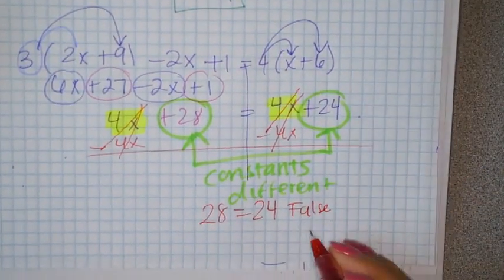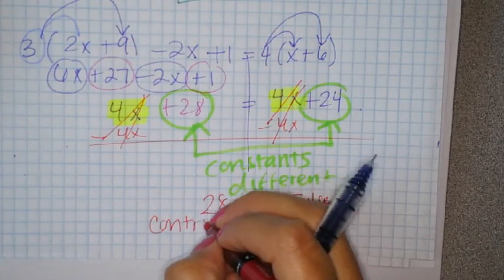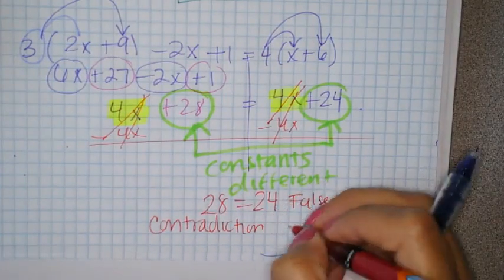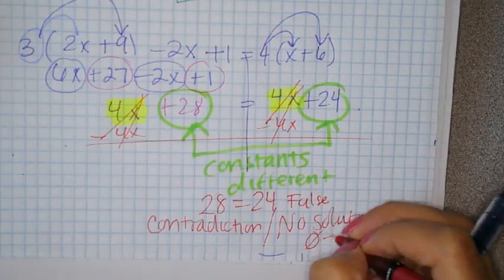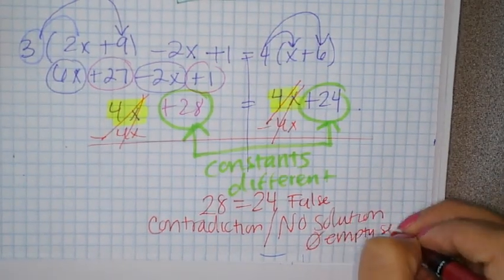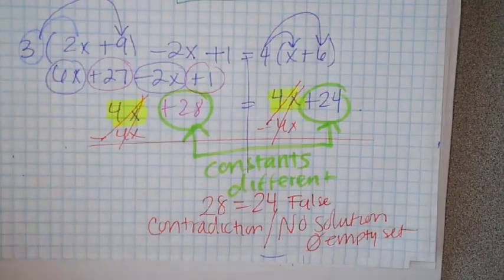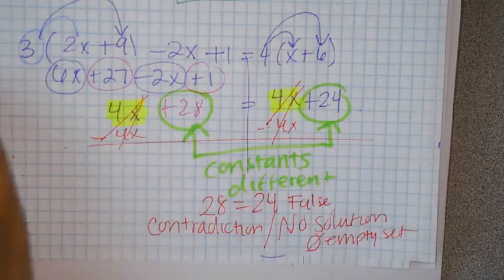So when you get a false statement, this is a contradiction, a no solution, or an empty set. Okay? So remember those special cases as well. Okay, now we can end the video for the review, and good luck tomorrow.